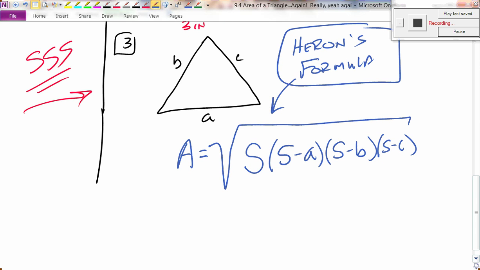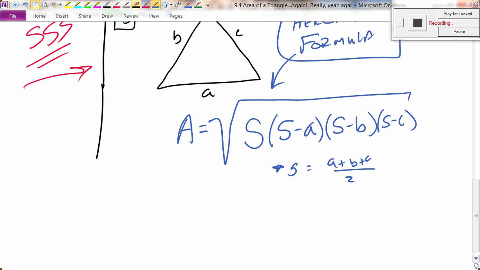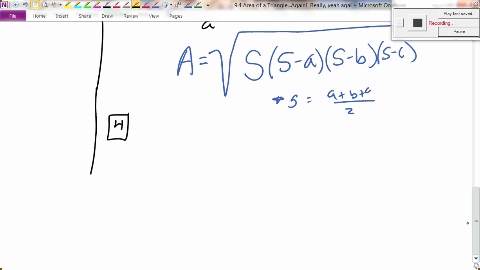Thank you so much, Mr. Heron. We appreciate you. And s is just a plus b plus c all divided by 2. Crazy, huh? It's kind of amazing that works. No, he actually did some beautiful proofs to figure that out.